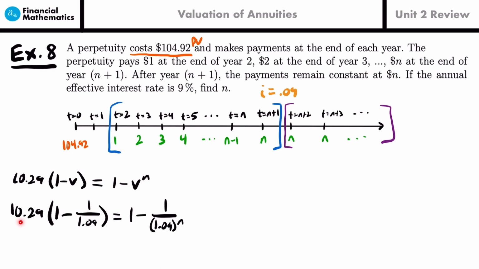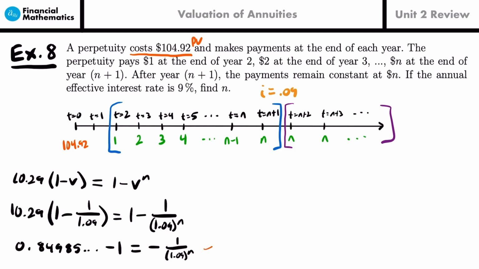Now, if you multiply 10.29 by this quantity, you will get 0.84985 and some more decimals. Try to keep as many decimals as you can when you do these calculations. Try not to round off until the very end when you get to your final answer. But now what I want to do is subtract 1 from both sides of the equation. So we'll have that number minus 1, and that will be equal to negative 1 divided by 1.09 to the power of n.